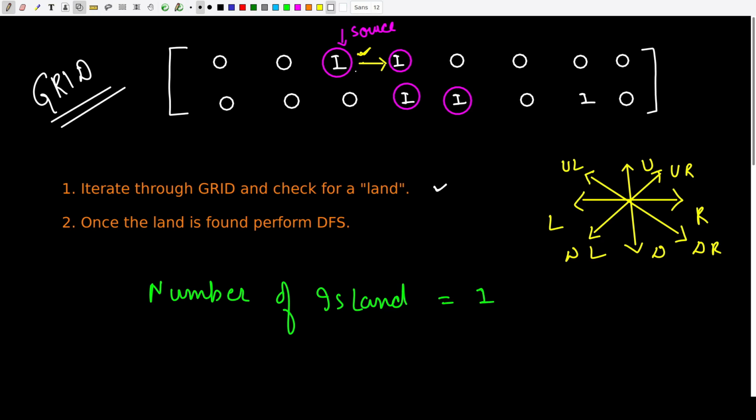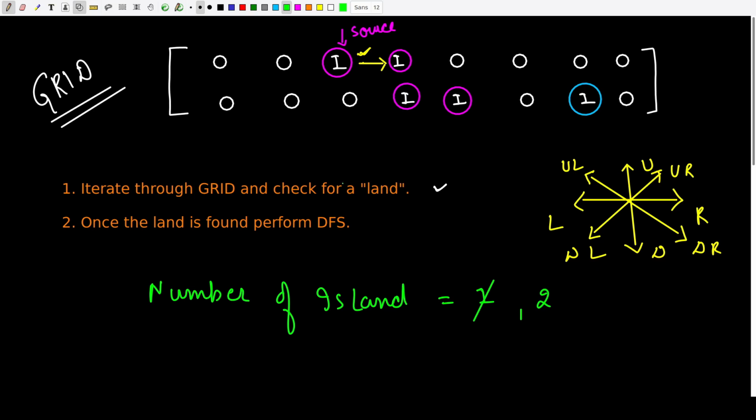Now we will move forward, and since all these nodes are already visited, we are looking for the next node or next land which is not visited. This is the next land which is not visited, and there is no neighbor to this land. So this land in itself is an island, because of which we are going to increase the number of islands by 1. Then the number of islands becomes equal to 2, and this is what we are going to return. So that's the discussion of the solution, folks.